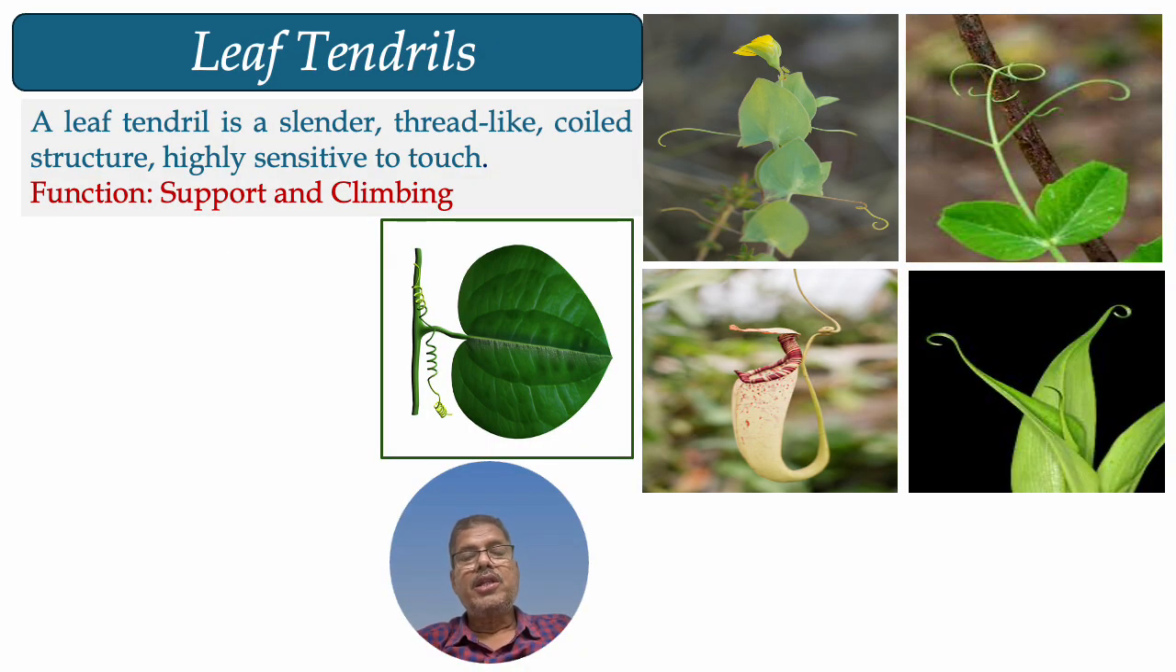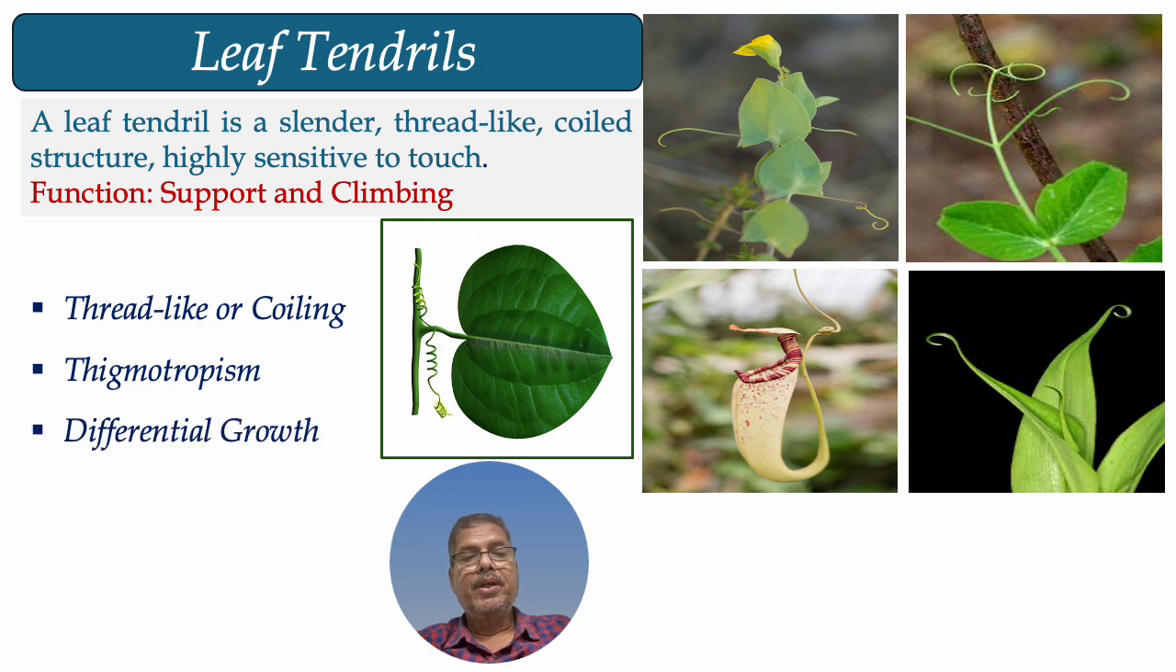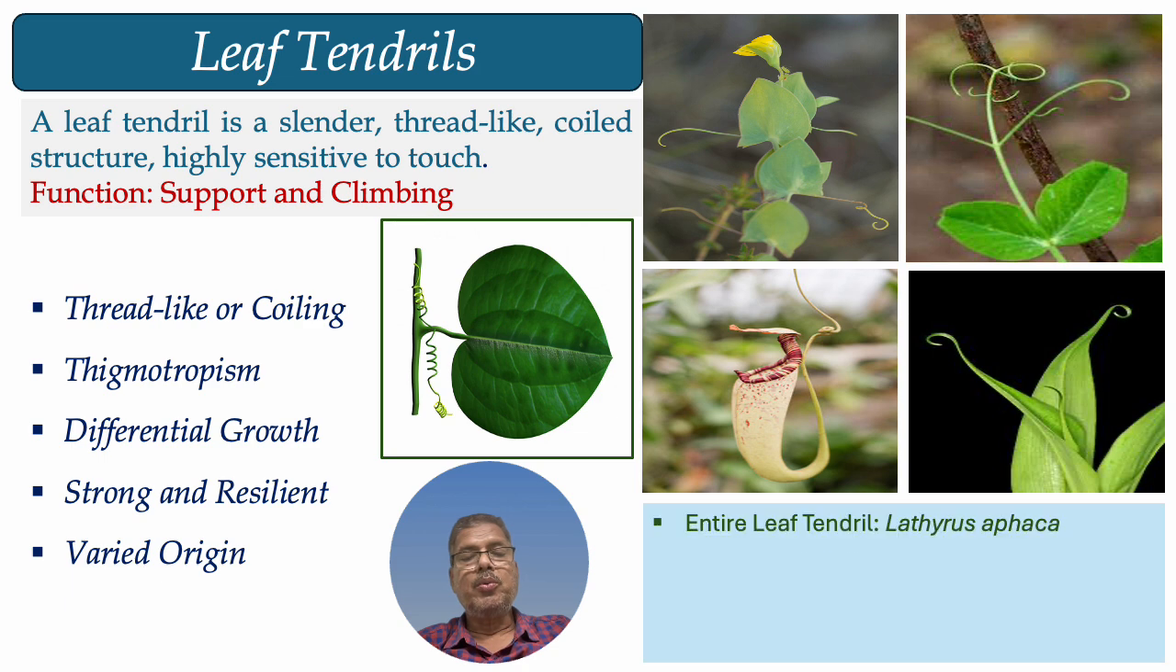A leaf tendril is a slender, thread-like, coiled structure that is a modified part of the leaf. They are highly sensitive to touch and respond by coiling around any support they meet. They often exhibit thigmotropism. The differential growth causes the tendril to bend and coil around an object. Once attached, they can develop strong mechanical tissue, that is the sclerenchyma, to firmly anchor the plant. While some are modified entire leaves, others are modified leaflets, petioles, or stipules.